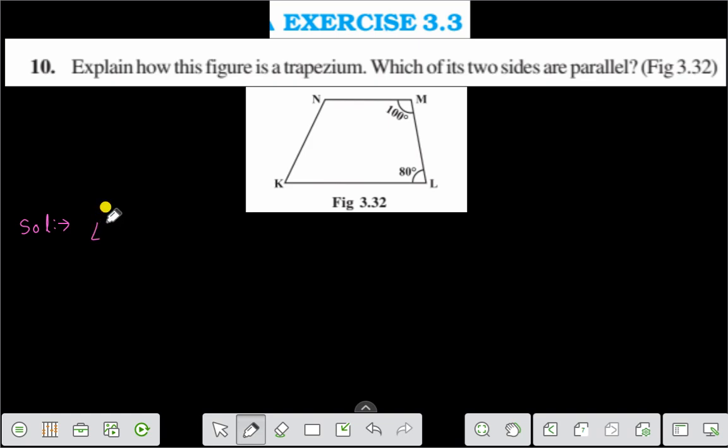Angle L plus angle M. Angle L is 80 degrees plus angle M is 100 degrees. If we add this, we get 180 degrees. That is, angle L plus angle M is equal to 180 degrees.